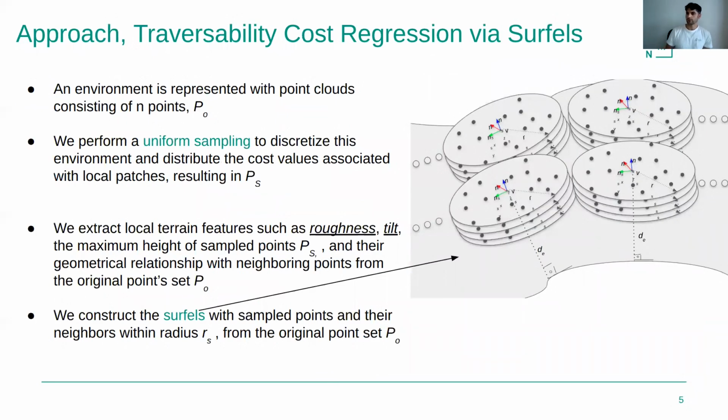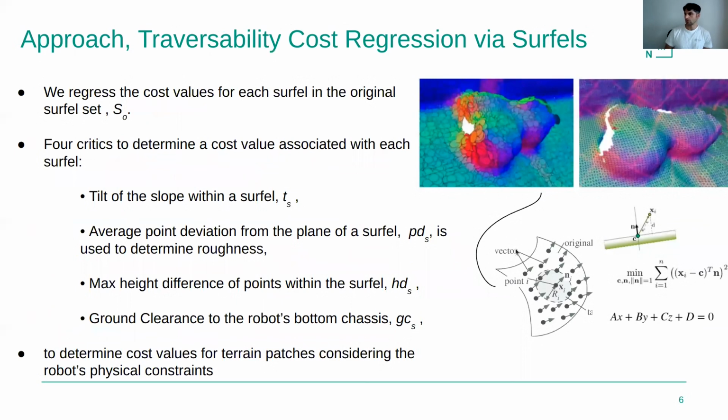First, we have a point cloud of the map, and we need to somehow discretize these environments. So we perform uniform sampling for that, and we can select a radius for uniform sampling, which will determine the resolution of the area we're discretizing. In each local neighborhood of these sample points, we can extract geometric terrain features such as roughness, tilt, and maximum heights of these neighboring points. So we can use these geometric features to regress costs to the point cloud map.